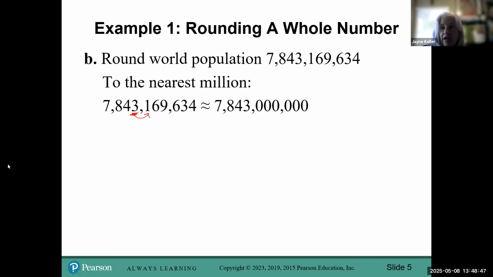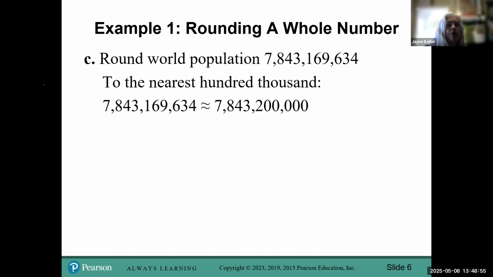And then finally, I think we have one. There we go. To the nearest 100,000. Okay. So remember, these are the thousands and these are the ones, tens, 100,000s. That's this place here. Now this time when I look to the digit to the right, that's between 5 and 9. So that means I'm going to increase the 1, make it a 2, and then all the other digits become zeros.